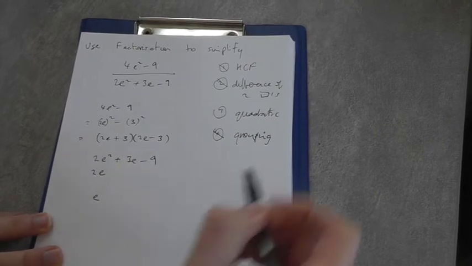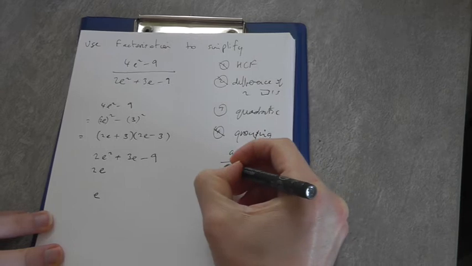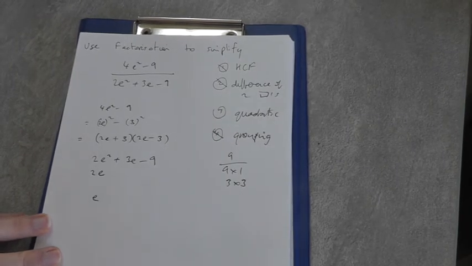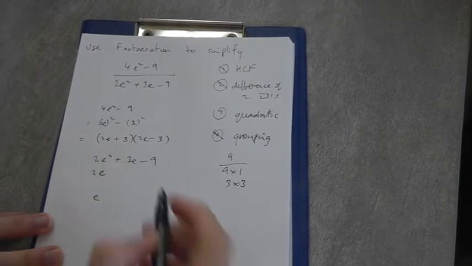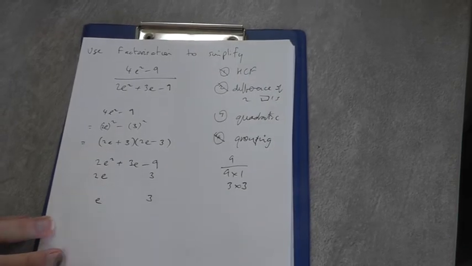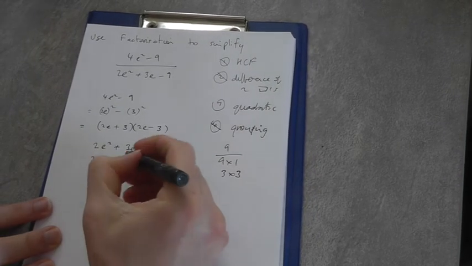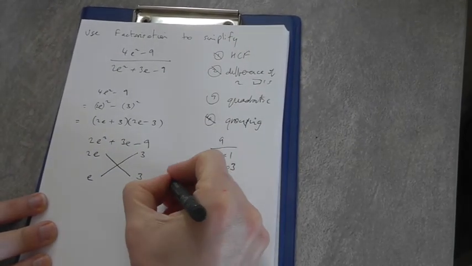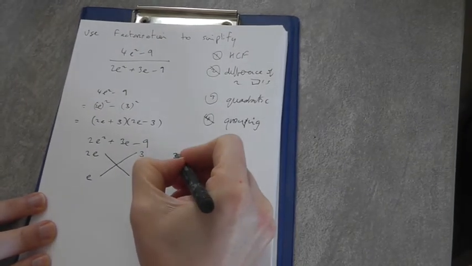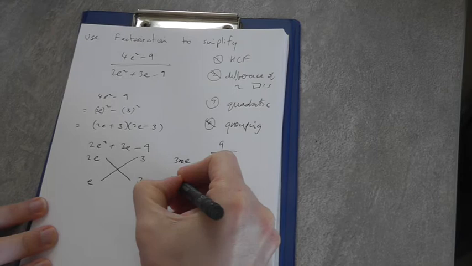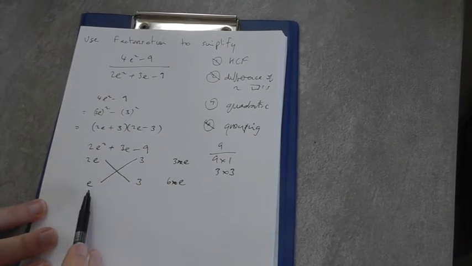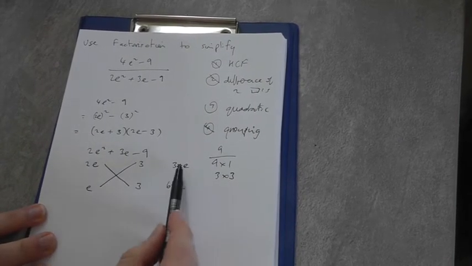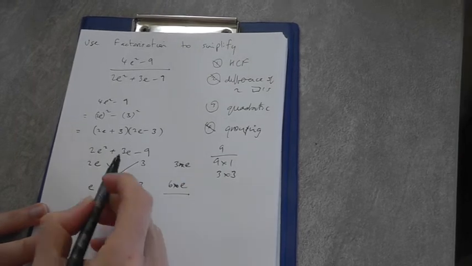Now 9 here, I need to think of my factor pairs. 9 could be 9 multiplied by 1, or it could be 3 multiplied by 3. And I'm going to try 3 multiplied by 3 in this instance. So I'm going to put 3 here, I'm going to put 3 here. And let's see what happens when we cross multiply them. That's my big X. 2e by 3 is 6e, and e by 3 is 3e, beg your pardon. Now, I've got 2e multiplied by e is 2e squared, and 3 multiplied by 3 is 9. We're making good progress, and I now have 3e and 6e.